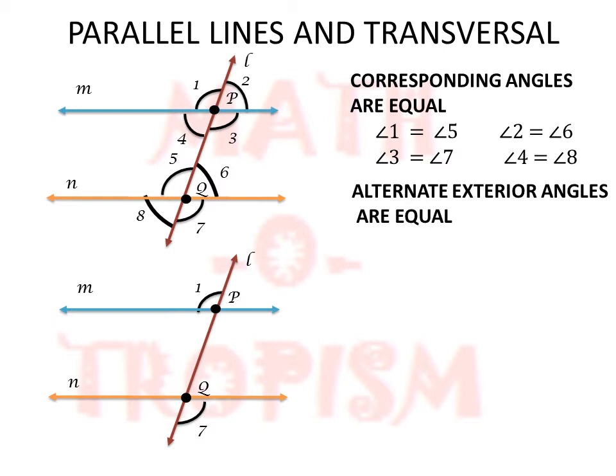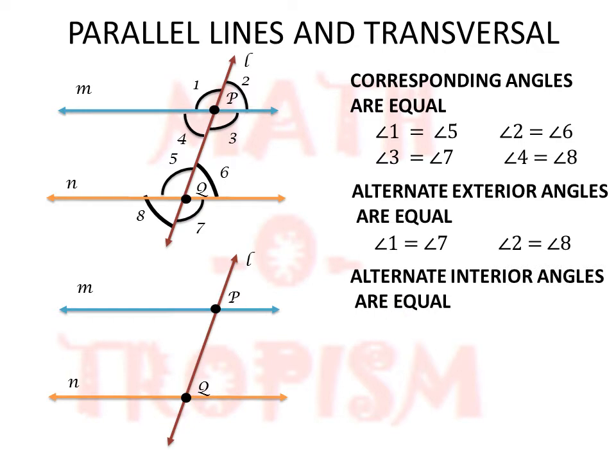Similarly, when we take to the right of the transversal and above the line M, angle 2, then it will be alternate to the angle 8 which is below N and to the left of the transversal. So angle 2 will be equal to angle 8. The next pair of angles will be the alternate interior angles and both will be the same.